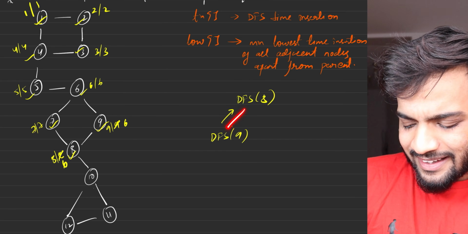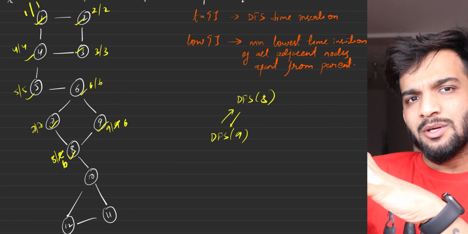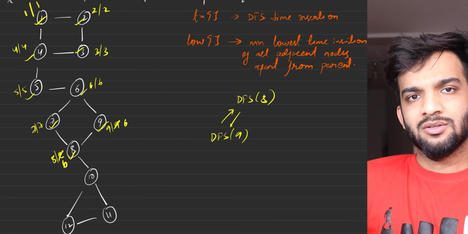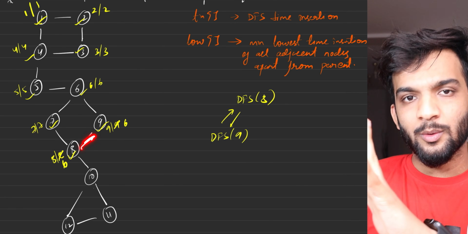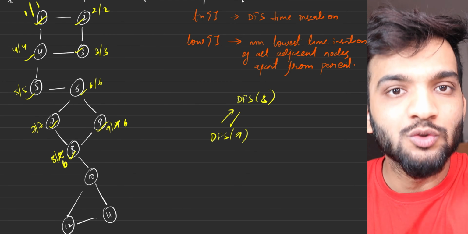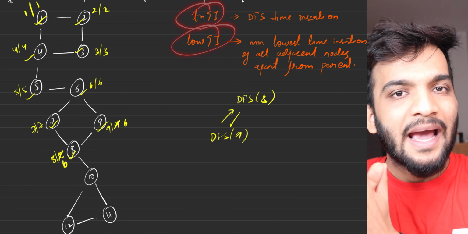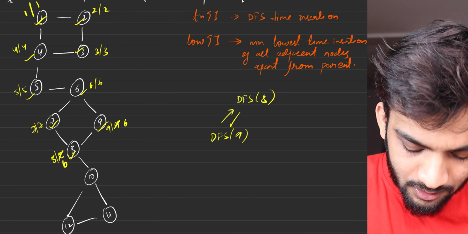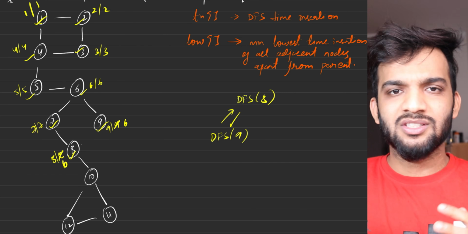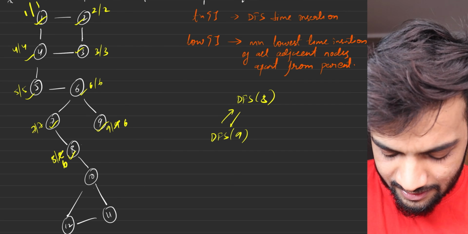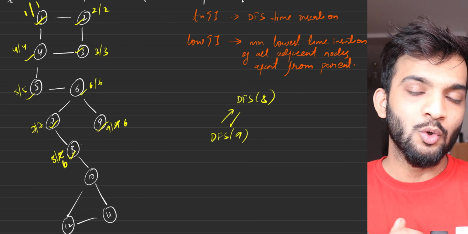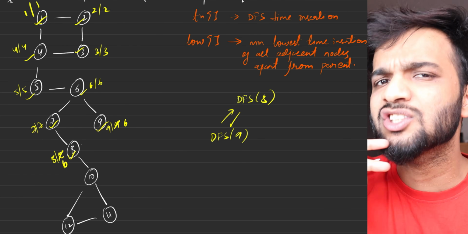Now, can 8 and 9 be a bridge? Okay, can this be a bridge? How do I check it? This is where these two arrays will help. Now he says 9 has done his DFS traversal. Can 8, 9 be a bridge? So he removes that. Hypothetically, just remove that.